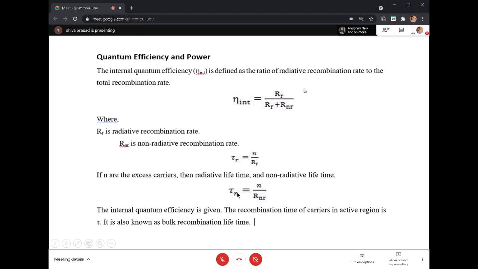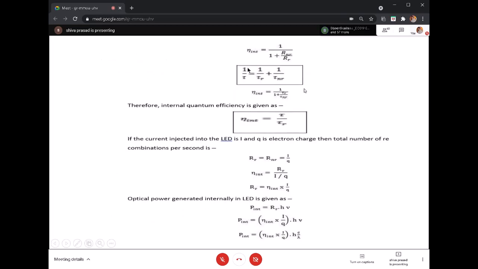Tau R is radiative, and tau NR will be non-radiative, which will be equal to N divided by R NR. This I took from some website. So the recombination time of these carriers in the active region is tau. It is also known as the bulk recombination lifetime.